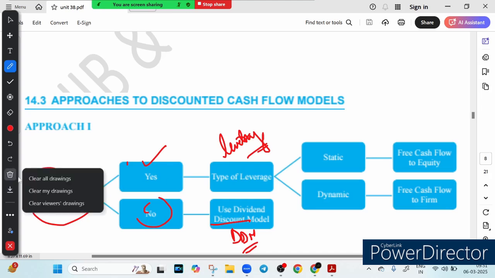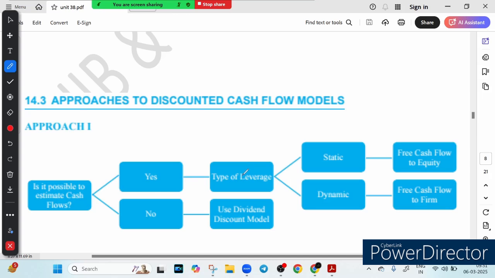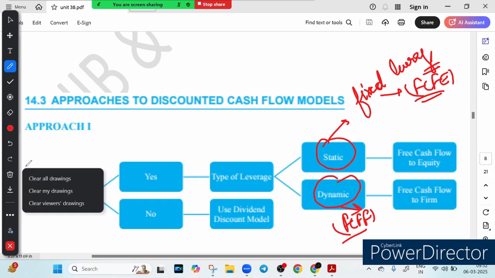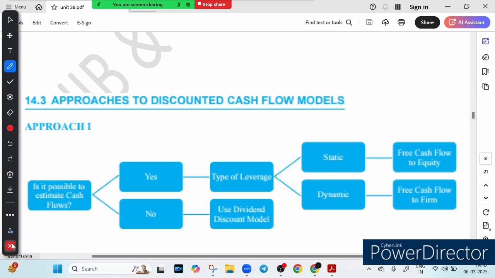Now, if we talk about the types of leverage, if cash flow can be estimated, the next step is to identify whether the company leverage is static, which means a fixed leverage structure, leading to the use of FCFE. We talked about this, FCFE, fixed leverage structure. And dynamic means changing leverage over time, leading to the use of FCFF. So if the leverage structure is changing, we use FCFF, right. The key takeaway from this diagram is that if cash flow can be estimated, the DCF method is applied based on the company leverage structure. If cash flow cannot be estimated, the DDM is the alternative approach. A static leverage company uses FCFE, while a dynamic leverage company uses FCFF. We will discuss in detail what FCFE and FCFF are and how they are used, but this is very important.